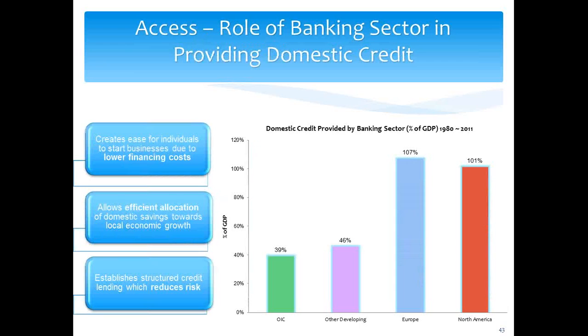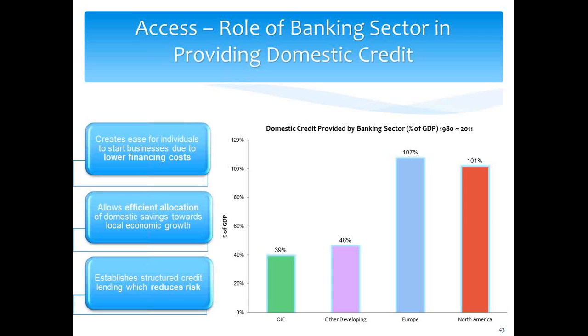So our first variable that we've looked at, I explored the role of the banking sector in providing domestic credit. And effectiveness in this variable results in access to finance, which expands opportunities by lowering financing obstacles for people to start and run businesses, as well as a stable banking sector aids in efficient allocation of domestic savings towards projects which help grow the local economy. And lastly, banks establish a more structured framework for credit lending as opposed to private sources, which make credit less costly.